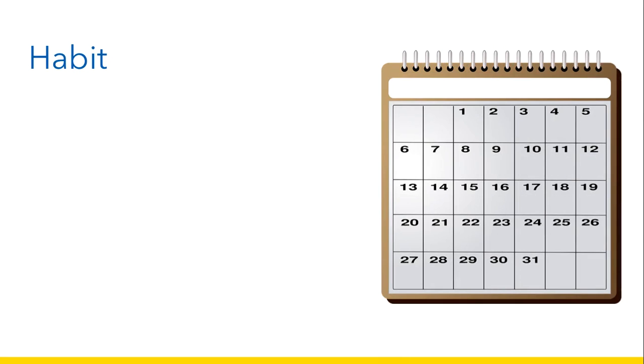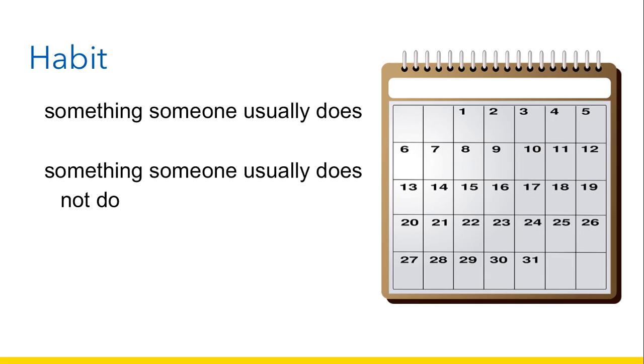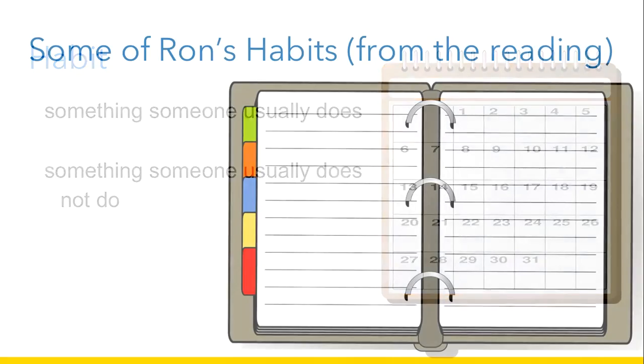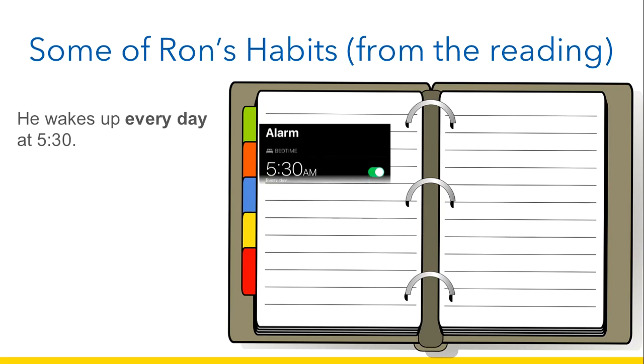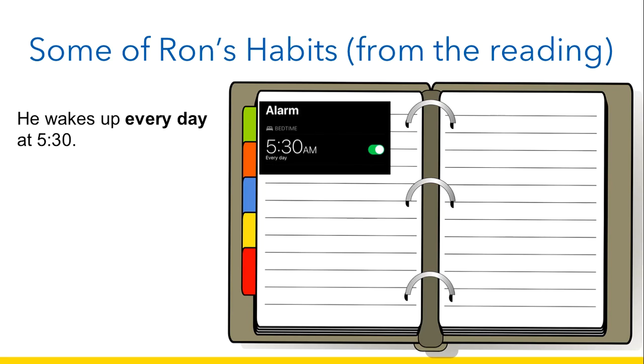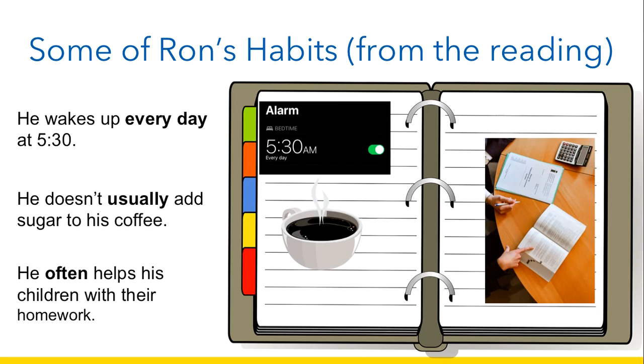What is a habit? A habit is something that someone usually does or usually does not do. Do you remember some of Ron's habits from the reading? For example, he wakes up every day at 5:30. He doesn't usually add sugar to his coffee. He often helps his children with their homework.